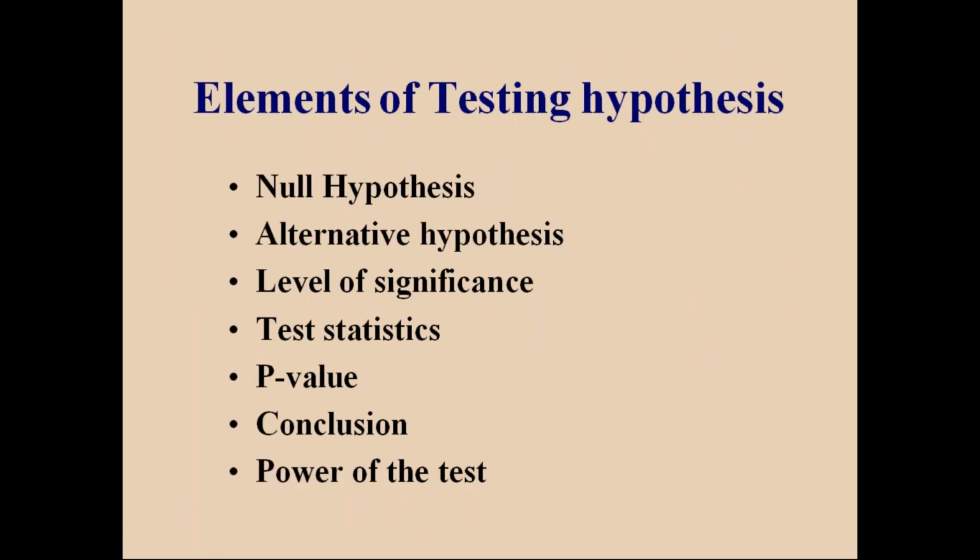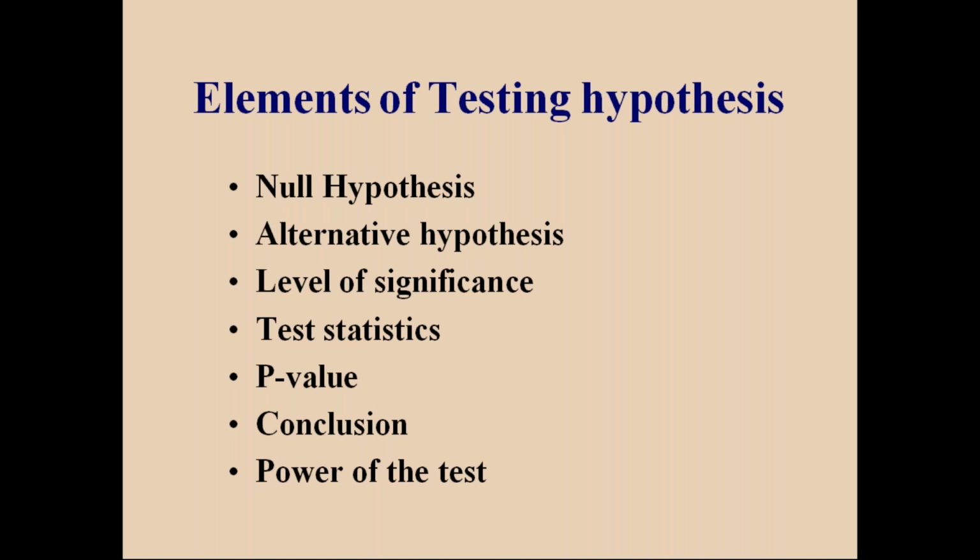What are the elements we have to use for testing of hypothesis? First one is null hypothesis. Second one is alternative hypothesis. Third one is level of significance. Fourth one is test statistic. Fifth one is p-value. Sixth one is conclusion. Last one is power of the test.